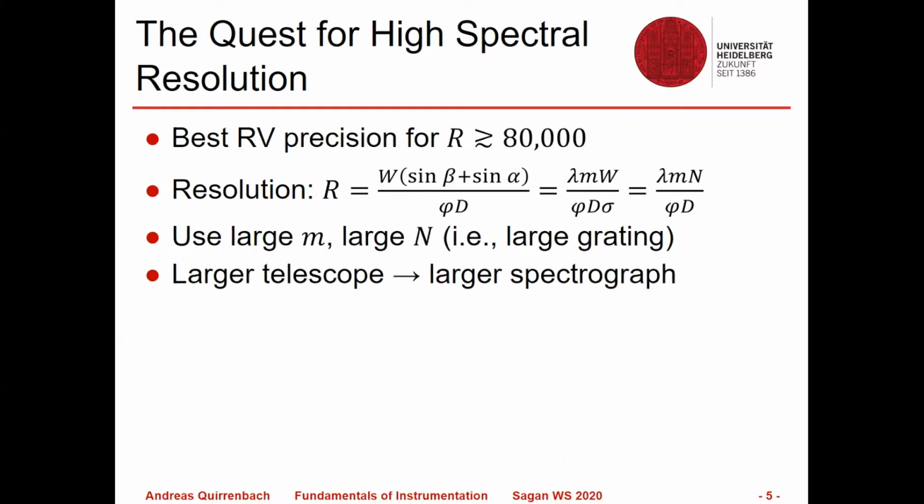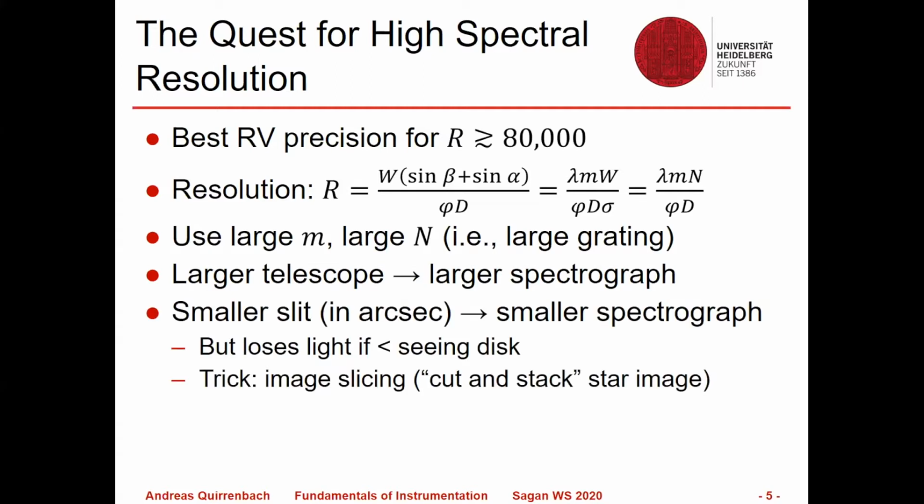You can see immediately that for the same resolution, a larger telescope requires a larger spectrograph. Also, a smaller slit on the sky allows you to build a smaller spectrograph. But if you make the slit smaller than the seeing disk, then you lose light, and you don't want to do that, of course. There is a trick for getting more light into your spectrograph for the same size, and that is so-called image slicing, in which you cut the star image into two pieces or even more and stack them in a vertical alignment.